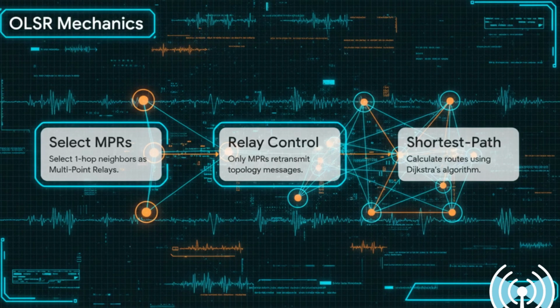And yeah, it absolutely would, if not for a really clever mathematical trick. OLSR restricts its control traffic to specialized nodes called multi-point relays, or MPRs. Only these designated MPRs are allowed to retransmit topology data, so the network stays clear and every node just runs Dijkstra's shortest path algorithm over the map to instantly know the best route.